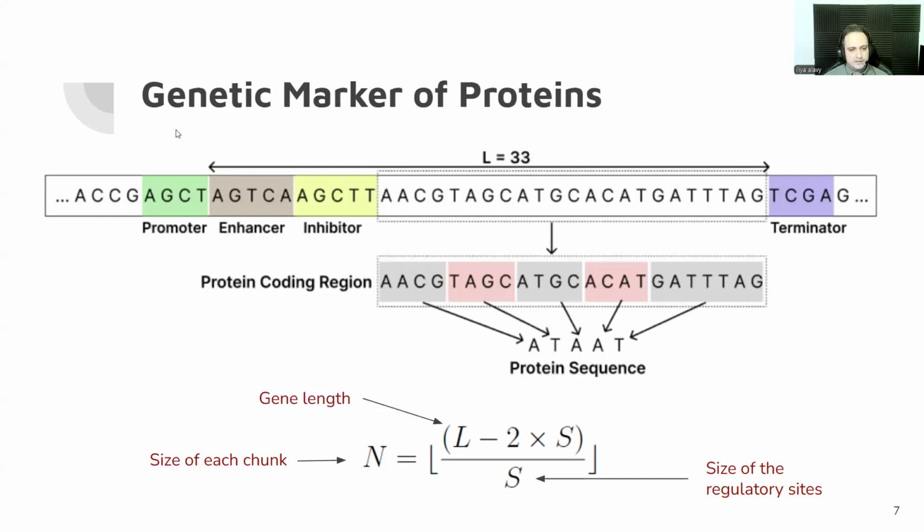So how do we calculate the genetic marker of a protein? The enhancer and inhibitor come right after the promoter, so we don't have to actually locate them. It's simple to locate them. But the genetic marker of the protein, we have to calculate from the protein coding region. The way that we do it is that we divide it into n chunks, which is the same as the size of the other regulatory sites. And then we use a majority rule for each of these chunks to finally calculate the protein sequence that this gene would create in our system.